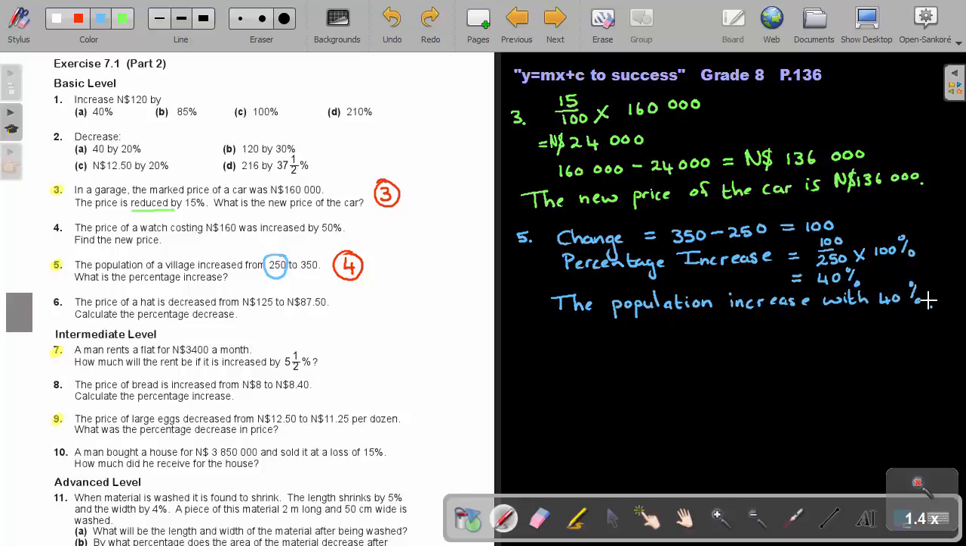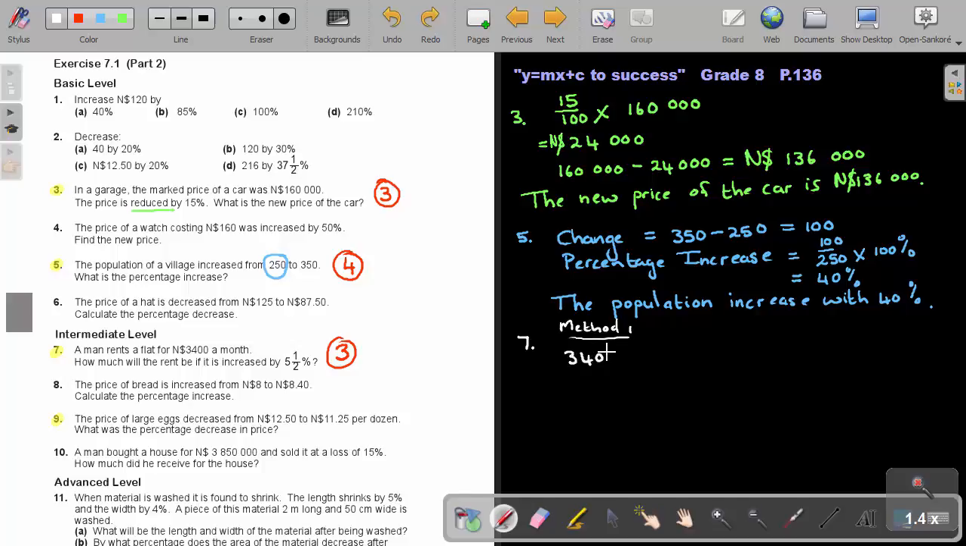Okay, let's go through number 7. A man rents a flat for 3,400 a month. How much will the rent be if it increased by 5.5%? Remember, you want to find the new amount. If you find the amount, then we classify it under number 3 in the table. So how are we going to do that? That's going to be number 7. We can do this one a little bit differently and just do it with method 1. Can you remember method 1?